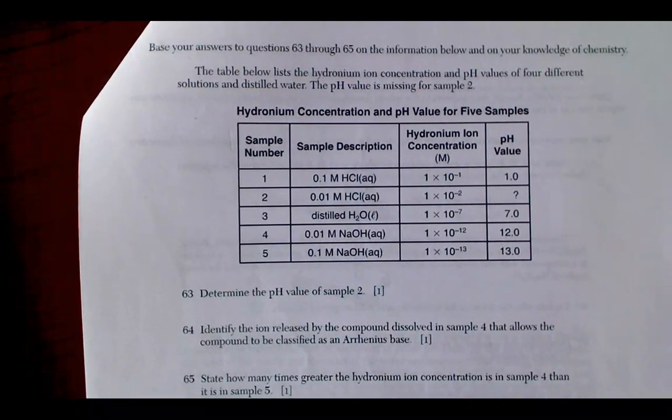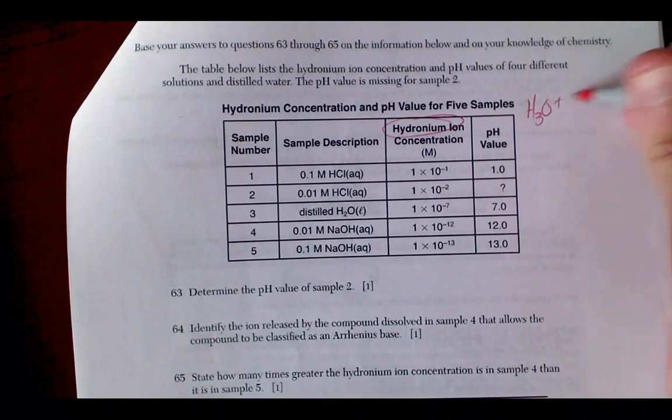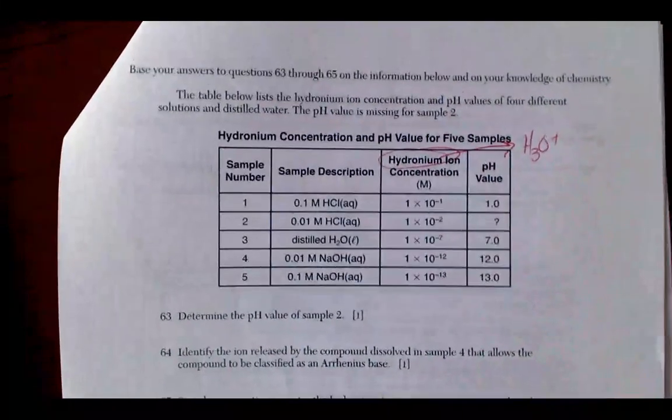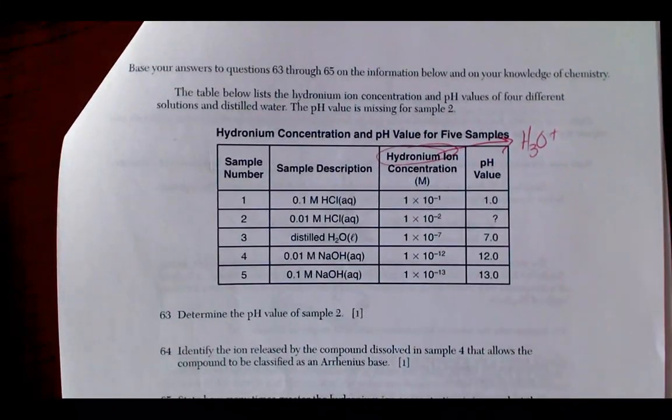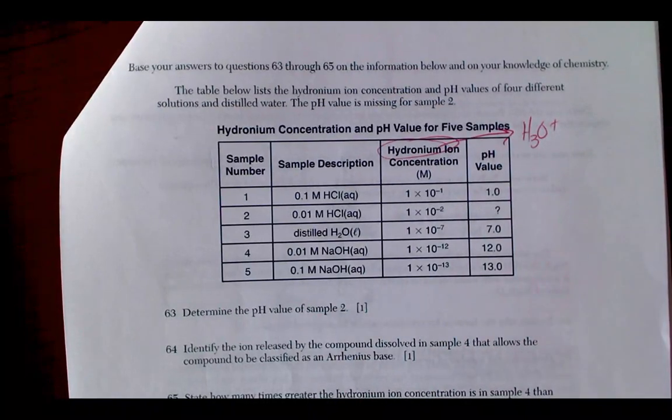It tells you the hydronium ion concentration. Remember, hydronium ion is H3O+. That's the ion that gets produced when the H falls off the acid and jumps onto water. That's a measurement of how strong an acid something is. How much hydronium ion do you have as your concentration? If there's more of it, it's a stronger acid, less of it, a weaker acid. The pH value, again, is a way to measure acids and bases.